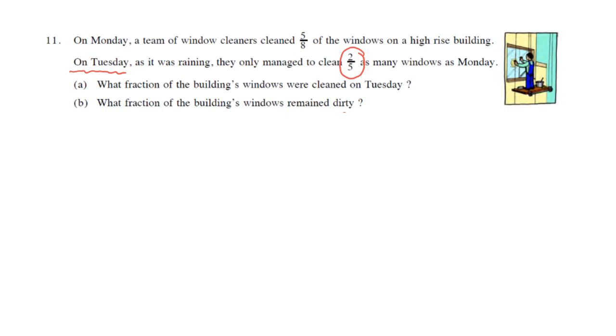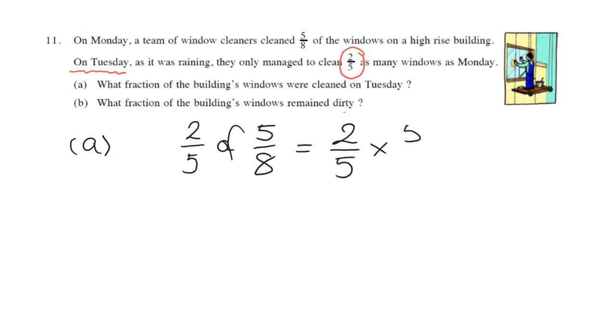So if they only managed 2/5 of what they achieved on Monday, then that's 2/5 of 5/8. And we now know that "of" changes to a times, so we get 2/5 times 5/8, something that we can go through quite quickly. The diagonals will cancel to give you 1 and 1. We therefore have 2 over 8, which simplifies to a quarter.